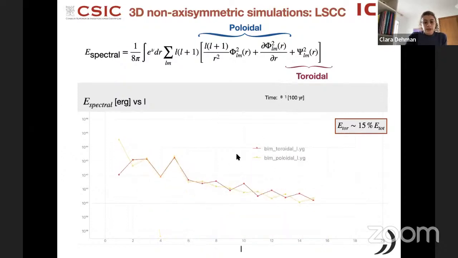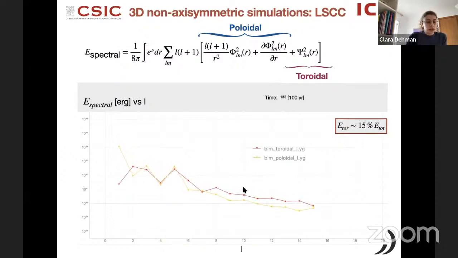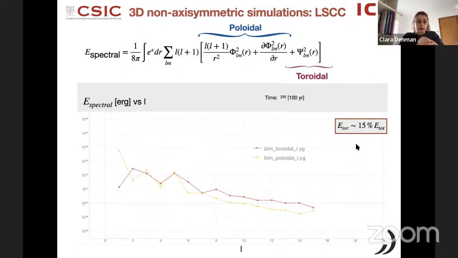If we play this video now, we see that some part of the poloidal energy is transferred to the toroidal energy, and that's probably due to the fact that initially I'm starting with a toroidal energy that only accounts for some 15% of the total magnetic energy. So our system tends to redistribute the energy between poloidal and toroidal.